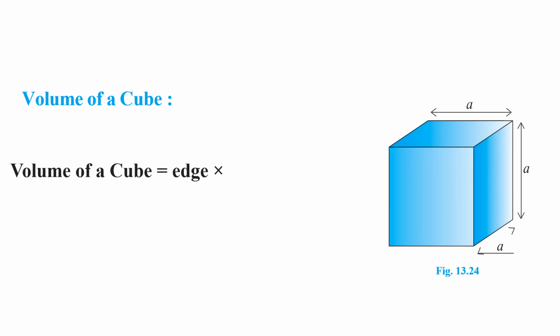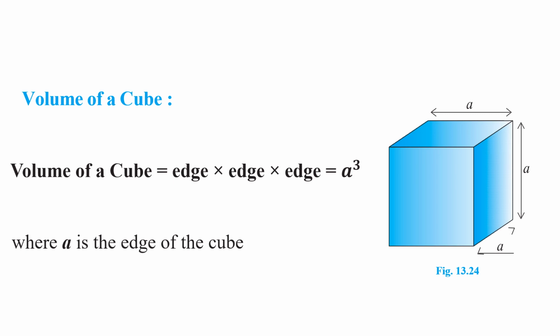Figure 13.24. This is a cube. Here, length is a units, breadth is also a units, and height is also a units. That is why the volume of this cube is equal to edge into edge into edge, that is equal to a cube. Please remember this point. Volume of a cube is equal to a cube, where a is the edge of the cube. See the figure 13.24.